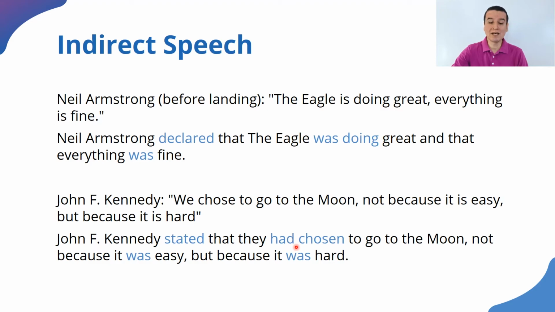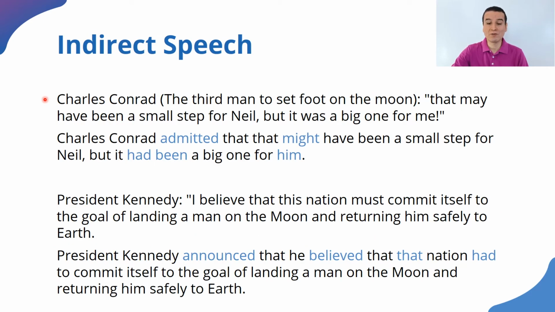had chosen to go to the moon not because it was easy, but because it was hard. All right? Now, this statement by Charles Conrad, the third man to set foot on the moon, that may have been a small step. So how do we transform that? Charles Conrad admitted, for example, that might have been a small step for Neil. So we changed that may into a past form of that auxiliary so that we can refer to a past action. That might have been a small step for Neil, but it had been a big one for him.